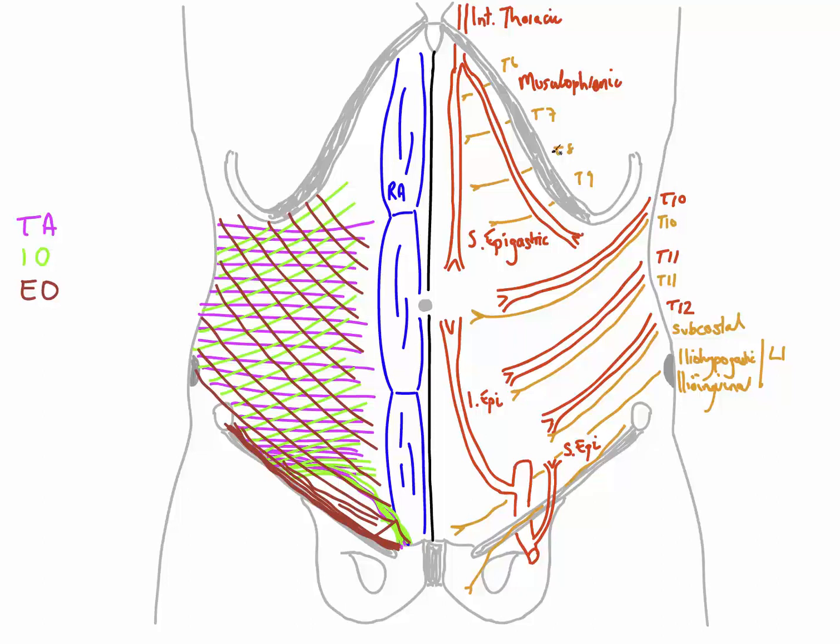So there we can see on the left-hand side the neurovascular structures, and on the right-hand side the muscular structures that form this anterior abdominal wall. These neurovascular structures, coming from the lateral aspect, are going to run in between the layers of transverse abdominis and internal oblique.